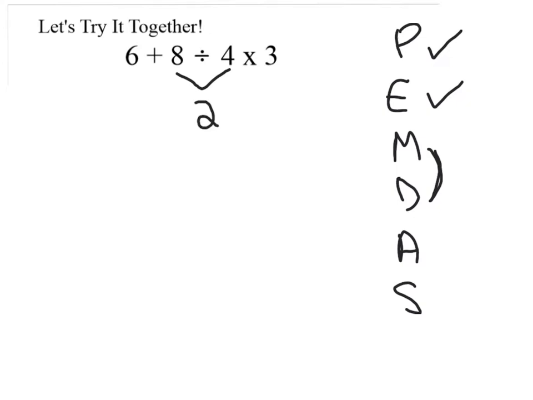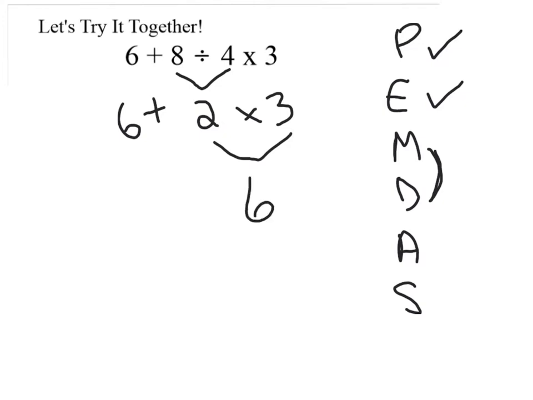But I still have the rest of the problem. So I'm going to rewrite the rest of the problem. So now I have 6 plus 2, which I got from 8 divided by 4, times 3. So I'm done with my division, but I still have multiplication. So I'm going to do that next. 3 times 2, or 2 times 3. 2 times 3 is 6.